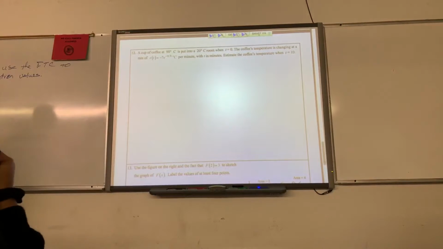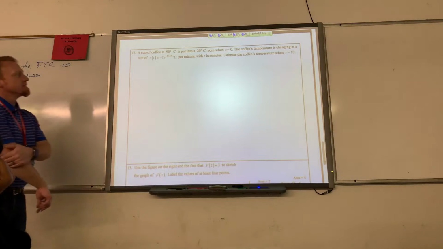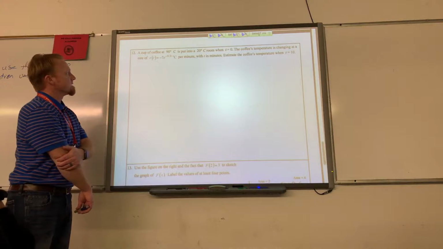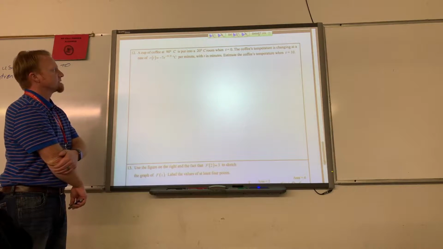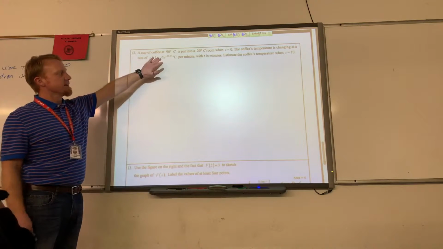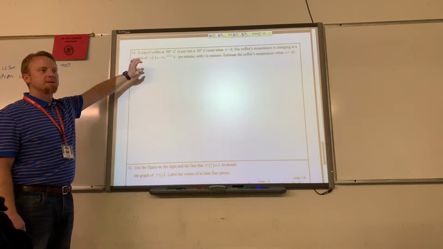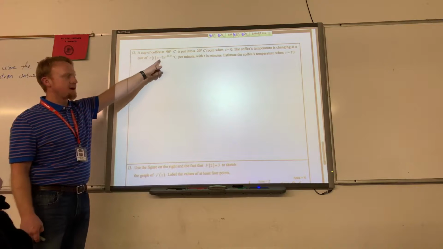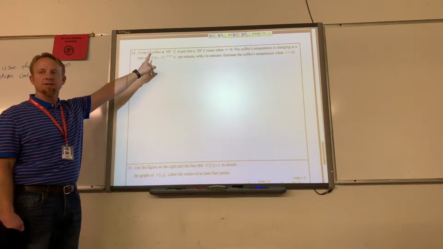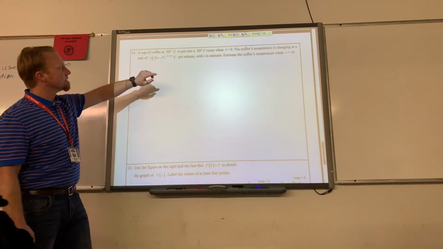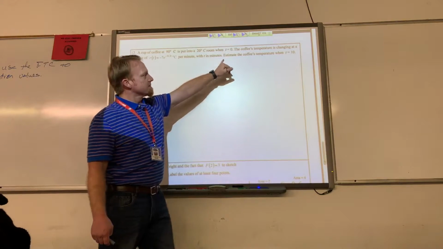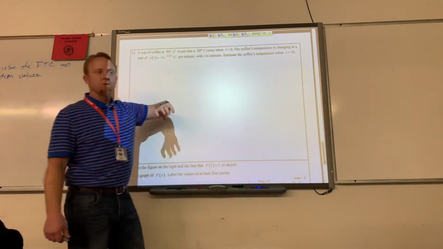12. A cup of coffee at 90 degrees Celsius is put into a 20 degrees Celsius room. When T equals 0, the coffee's temperature is changing at a rate of R of T equals negative 7 e to the negative 0.3 T. So since my rate is negative, what does that mean is happening to the coffee? It's cooling. If this was positive, that means my coffee would be getting warmer. With T in minutes, estimate the coffee's temperature when T equals 10.